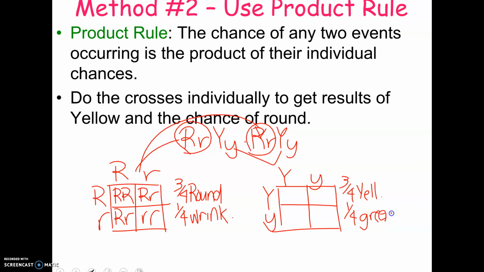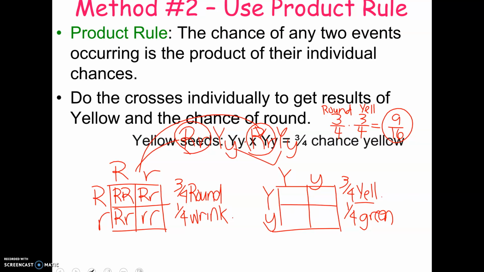So our original question was, what are the chances of yellow and round? Well, the chance of round is 3/4 times the chance of yellow is also 3/4. That gives us 9/16. So you could work out all the possible outcomes and you're going to get the exact same answer you got with the giant Punnett square, but without having to make a giant Punnett square.